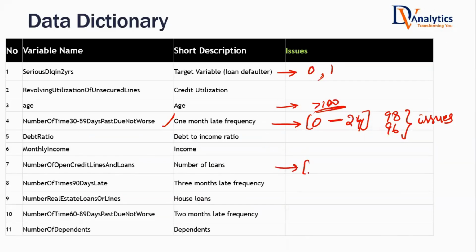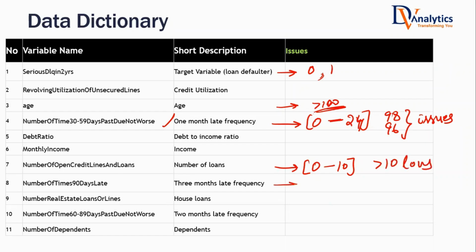Number of loans. What's the range that we thought of? How many personal loans can there be? 0 to maybe 10, 12 or something like that. Are there any values that are going beyond 10? Yes, sir. Many are there. So more than 10 loans.